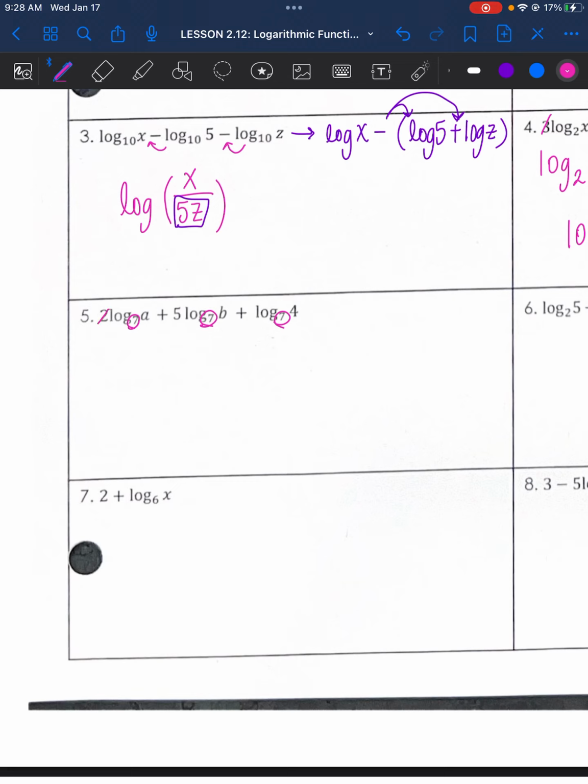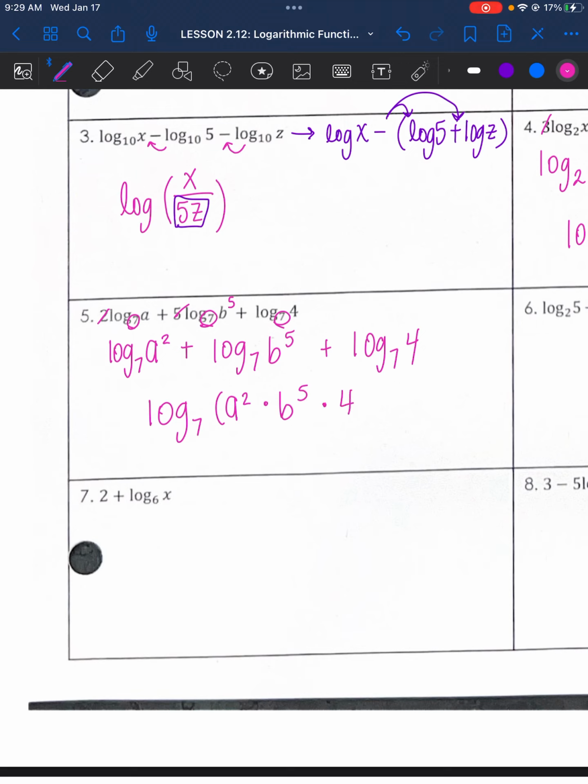Alright, so I know this is really log base 7 of a squared. That 5 goes up there. Log base 7 of b to the 5th. Plus that one is just log base 7 of 4. All of these have plus signs, so log base 7 of a squared times b to the 5th times 4. Generally, you will see your answer written like this. The number in front, 4a squared b to the 5th.